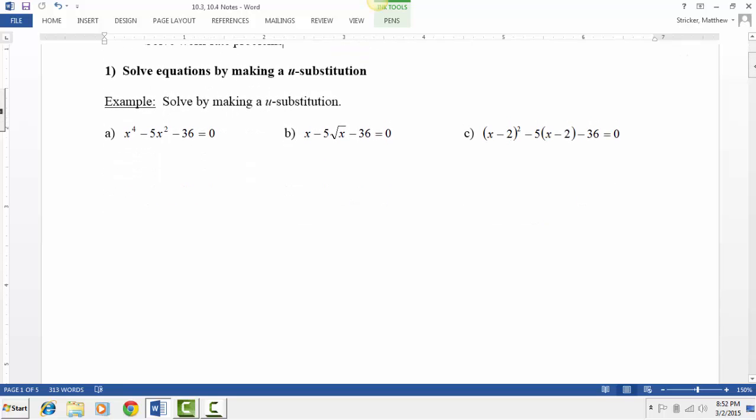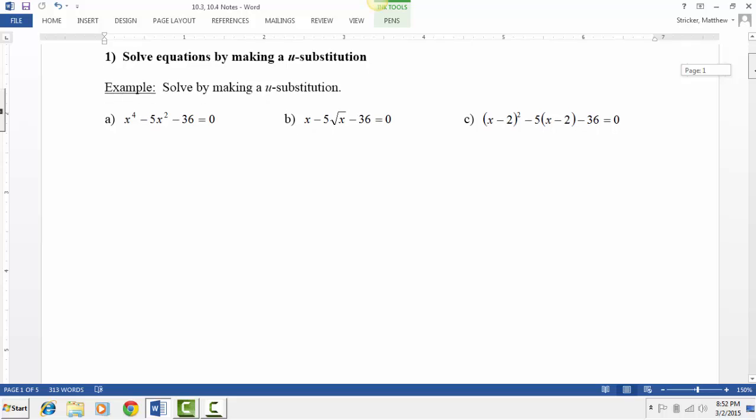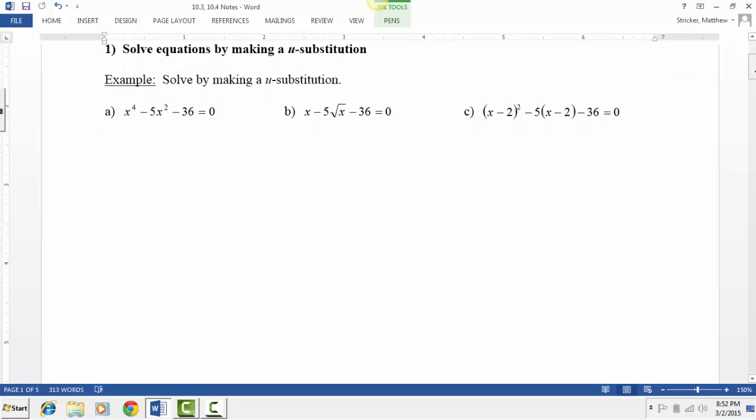So what you see before you is three different equations, and probably equations you've never really solved before. And what I want to do is make what's called a u substitution to make these equations simpler to solve. So before I make that u substitution, what I'd like to do though is go ahead and review that we already know how to solve quadratic equations.